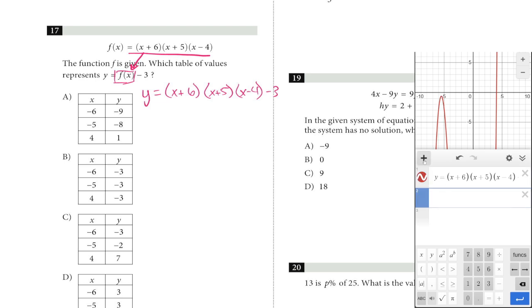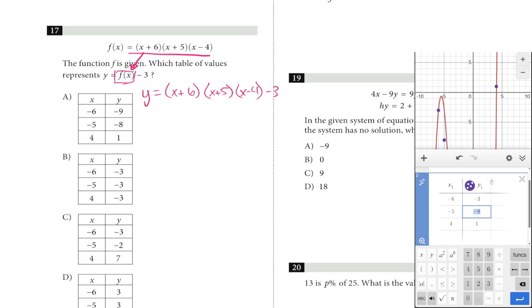So what I'm going to do is make a table now, and start filling in the table. The nice thing is all the x's don't change. It's only the y. So we're going to try -6, -9, -5, -8, 4, 1. And I can already see that it seems like only 1 point passes through it, so it's not going to be A. So let's try B. Let's try -3.